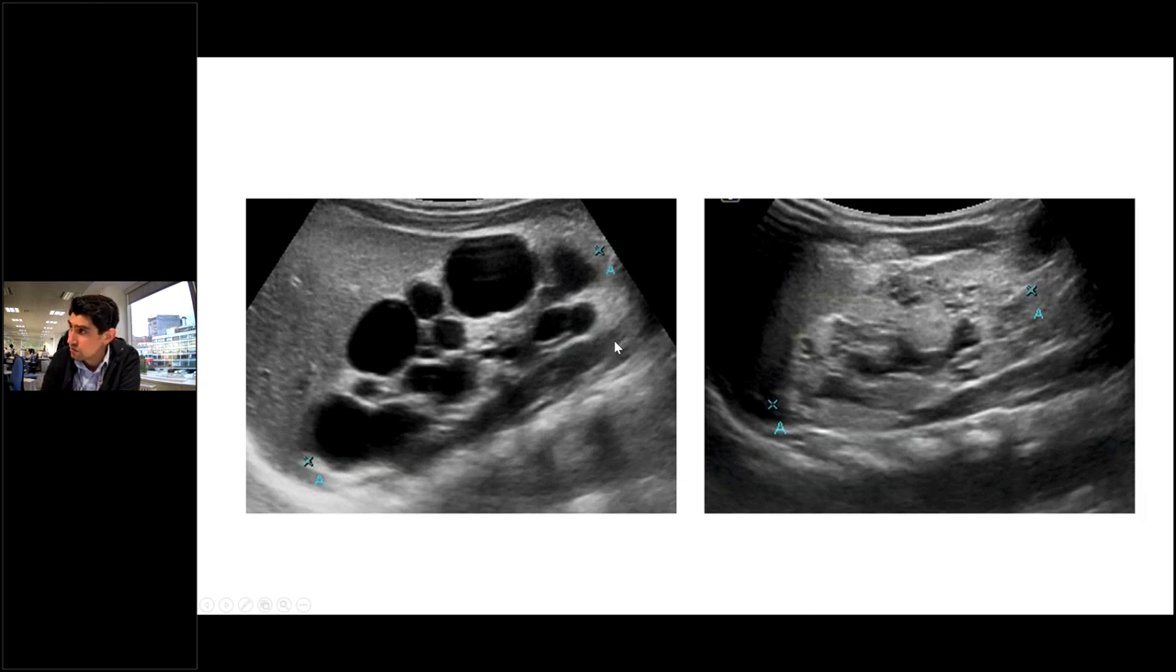of the same spectrum of conditions called congenital abnormalities of kidneys and urinary tract. So this child's probably born with this abnormality in their kidneys. It's got to the age of 6 years old with failure to thrive and polyuria, polydipsia.